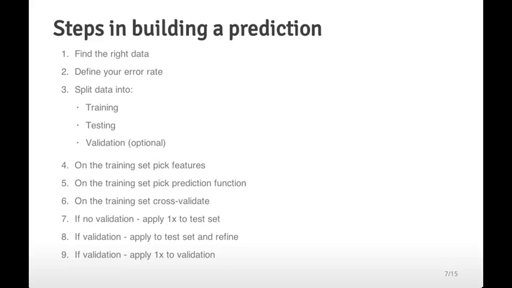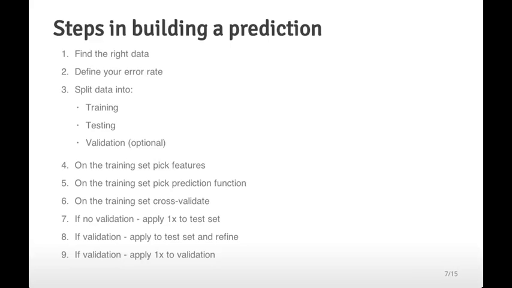The next step is to use the training set to pick the features that you'll be using in your analysis. Then to build or pick the prediction function, also on the training set. Finally, we might use the training set to cross-validate to either compare different predictive models or different feature selection techniques, or to get an estimate of the test set error if we don't have a test set at hand.